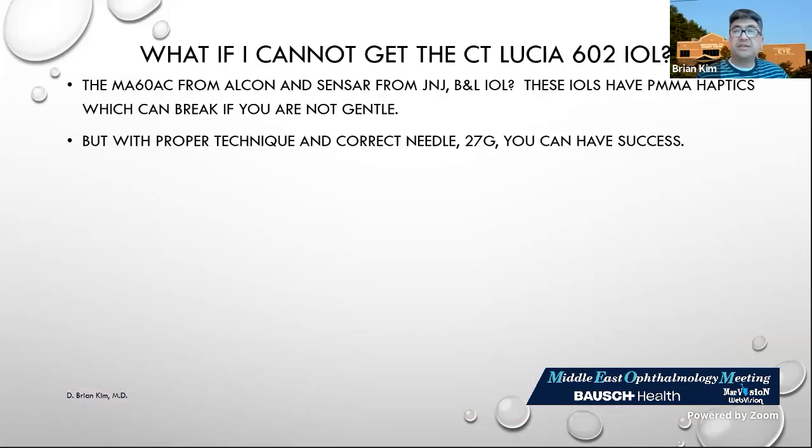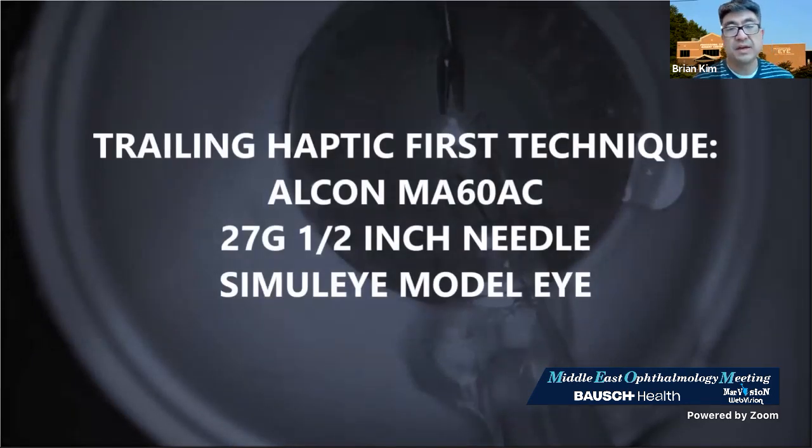So if you can't get the C2 Lucia 602 lens, you are able to do this with the MA60AC or the Sensor, but these haptics are made of PMMA, and so they are much more delicate. You can't use the thin wall 30 gauge needle with those lenses. You have to use a 27 gauge needle. And so I'm going to show you this on a Simulise eye. This is the MA60AC 27 gauge half-inch needle using a Simulise model.